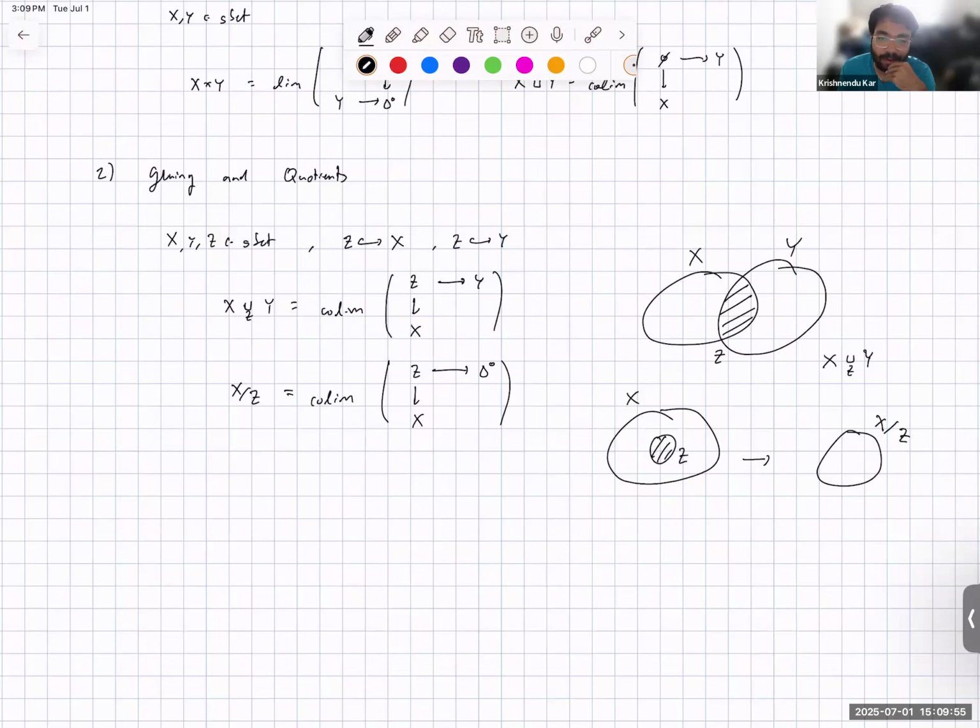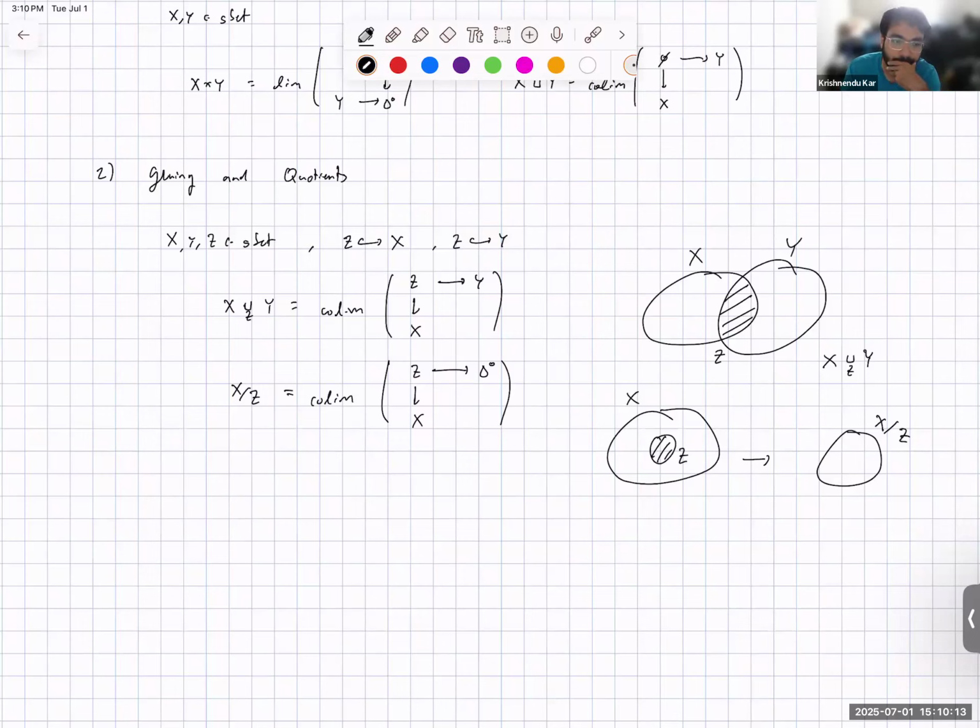Not a question, but a comment for those who are seeing this for the first time. You can think of co-limit just as a fancy union and limit as a fancy product. You know what a product is, right? And you know what a union is, right? Just think of their fancy version in terms of co-limits and limits.